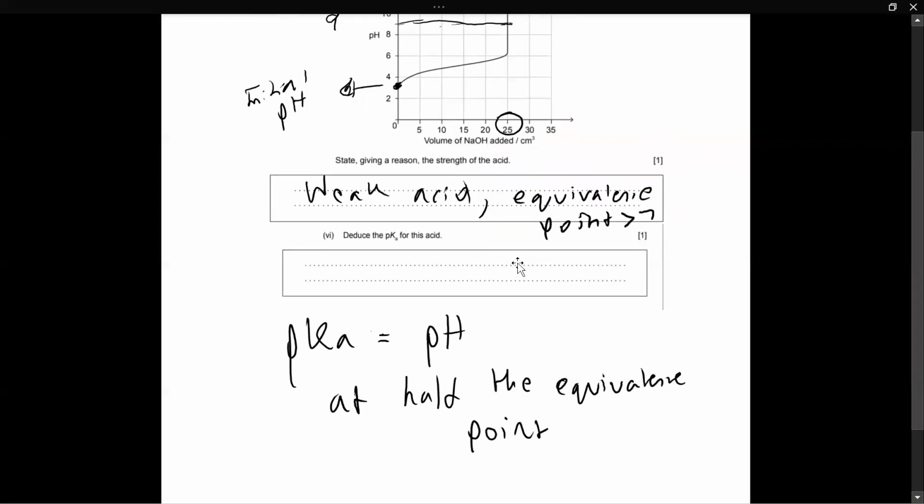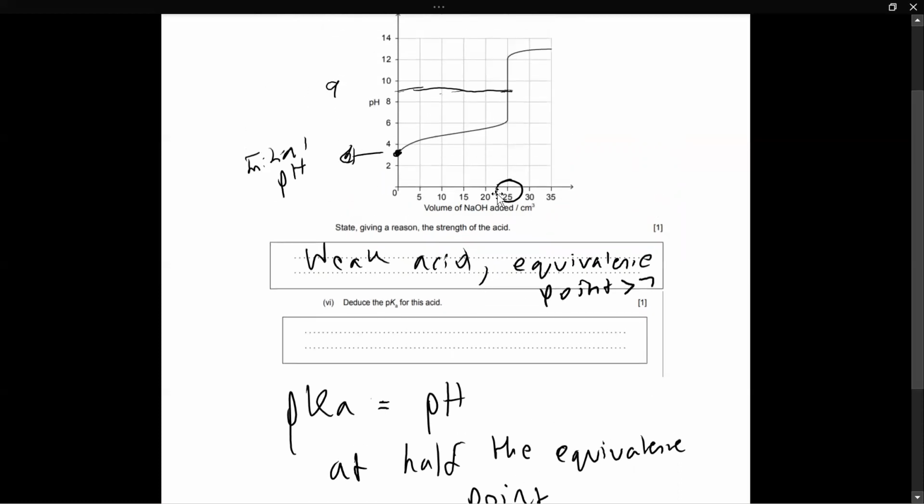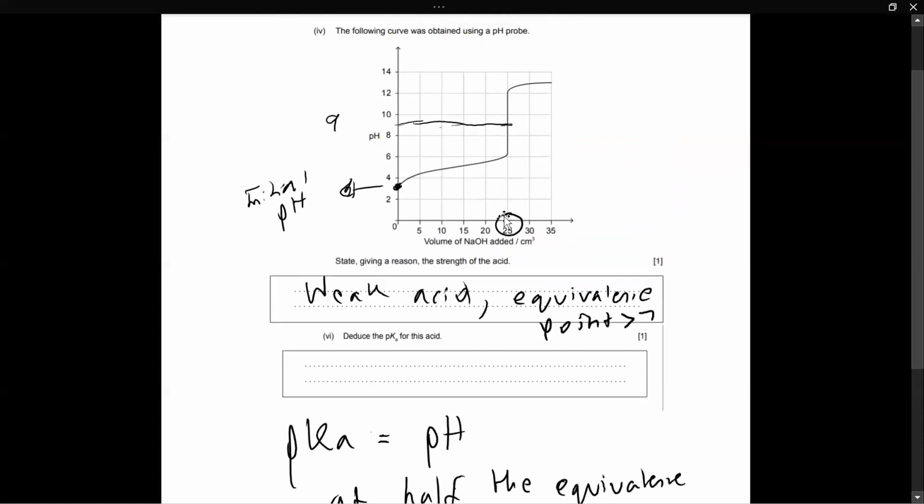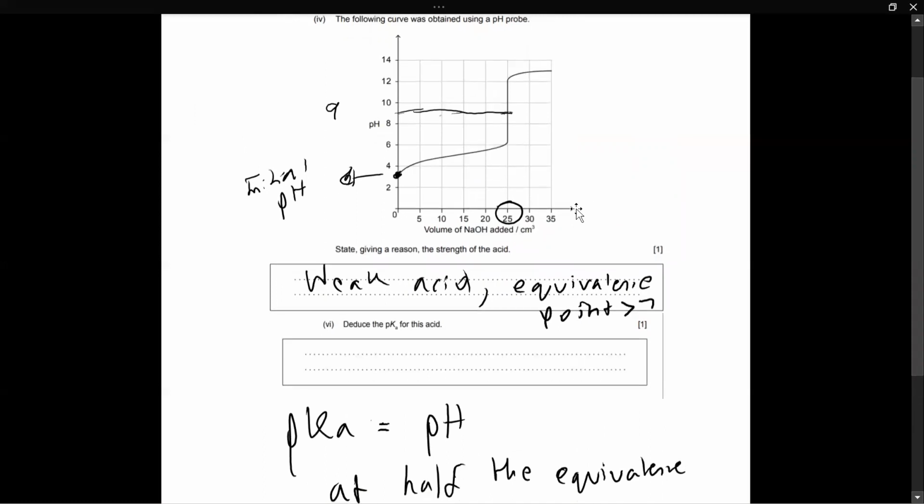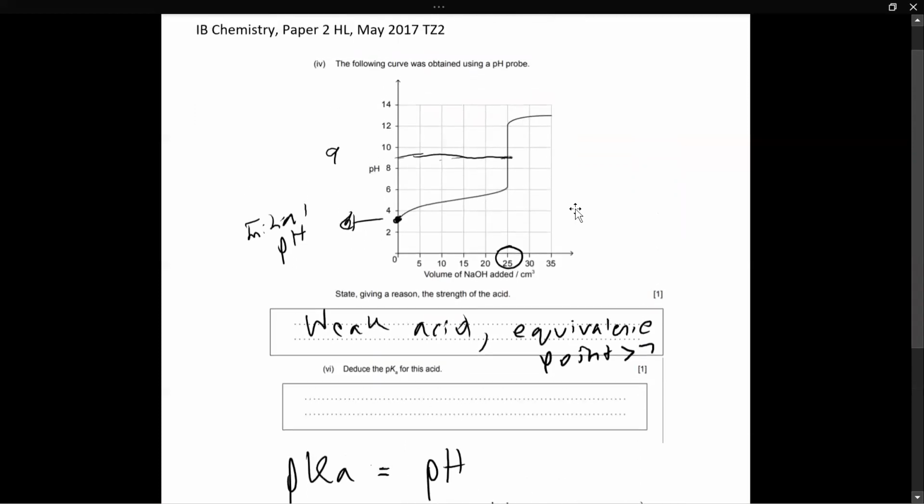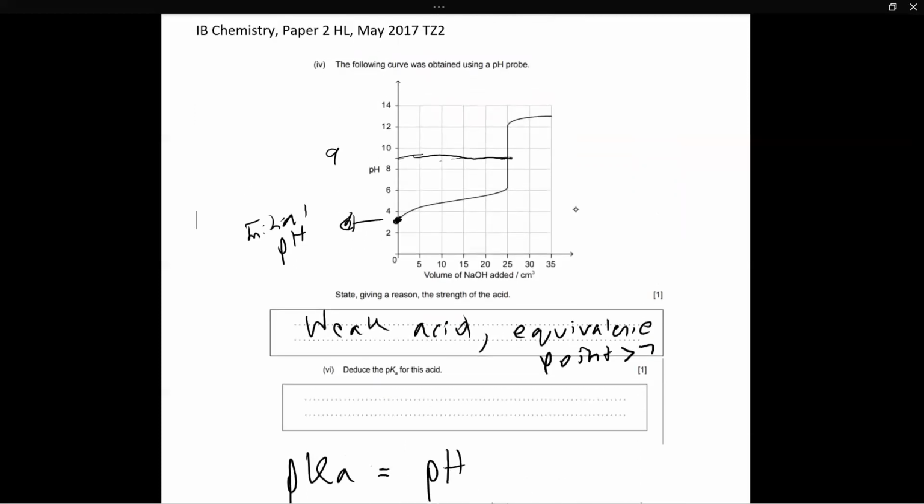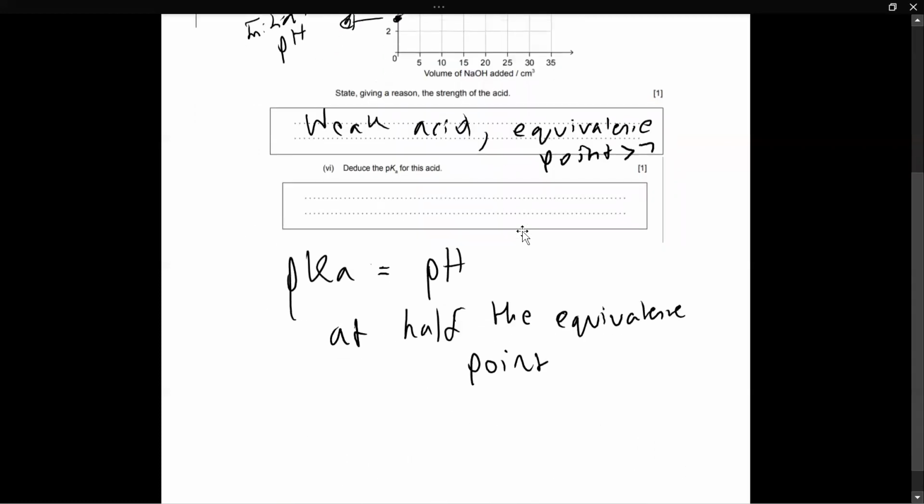Now, what does that mean? You may be a bit confused. What do you mean the pKa is equal to the pH at half of the equivalence point? Well, how much volume of NaOH did we need to reach the equivalence point? We needed 25 centimeters cubed of NaOH. So what would half of this be? If we add half of this, that would mean that we have reached half the equivalence point, correct?